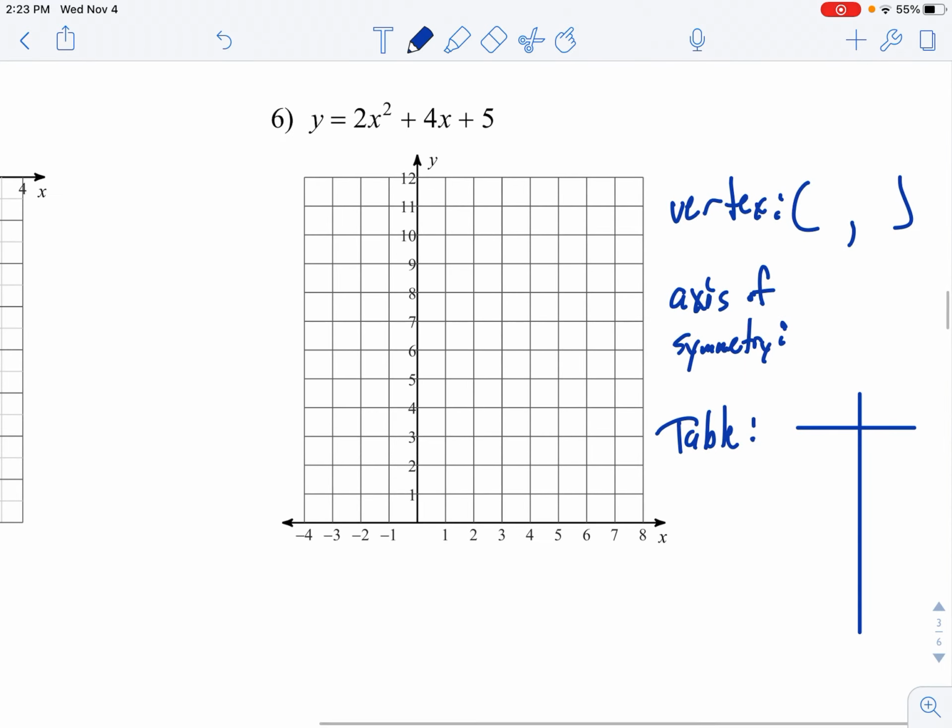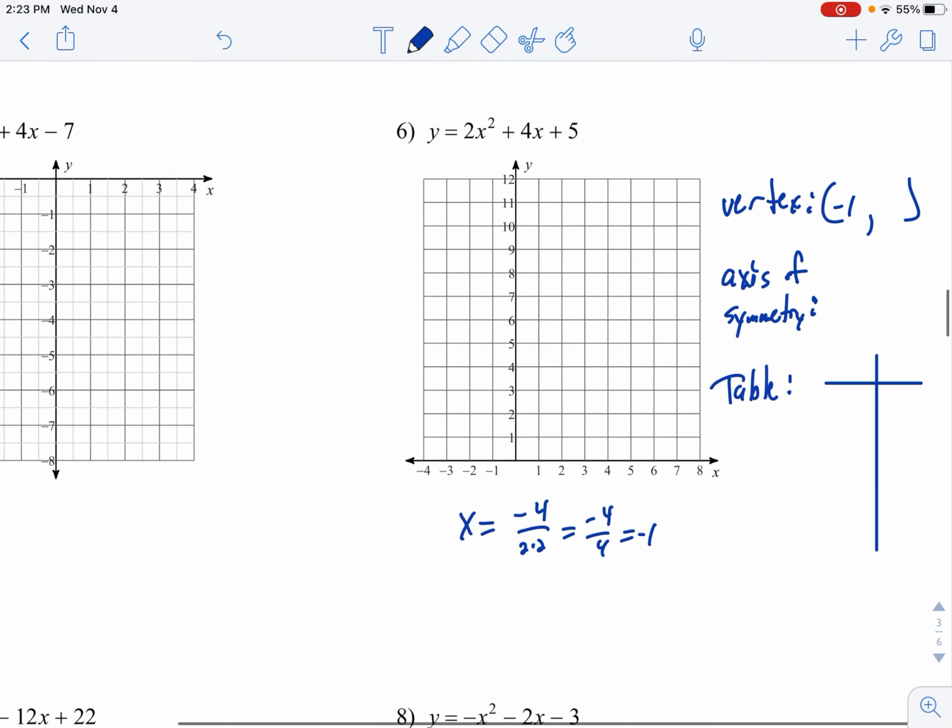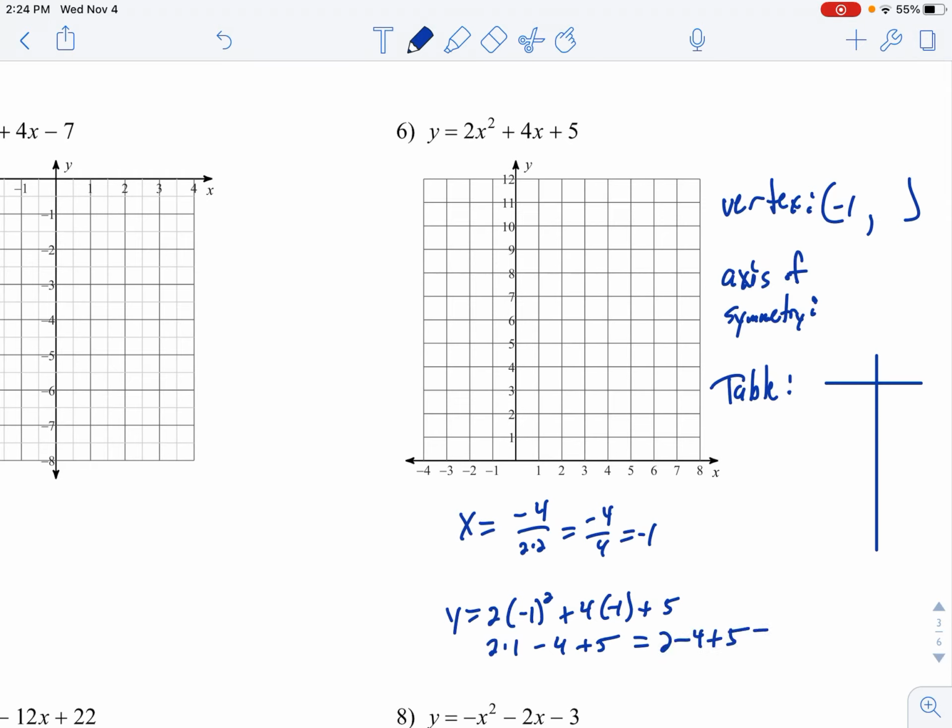Number 6, vertex. X equals negative 4 over 2 times 2. That's negative 4 over 4, which is negative 1. What goes with that point? Y equals 2 times negative 1 squared plus 4 times negative 1 plus 5. That's 2 times 1 minus 4 plus 5. 2 minus 4 plus 5 is negative 2 plus 5, which is 3. Our vertex is negative 1, 3. Axis of symmetry, simply write x equals negative 1. Axis of symmetry is always easy if you've already done the vertex.